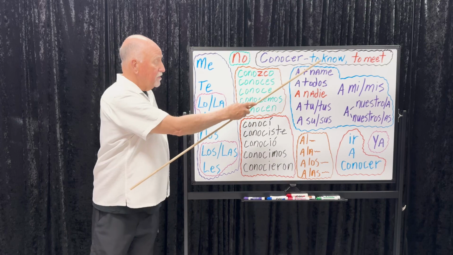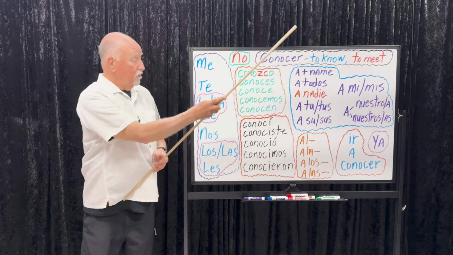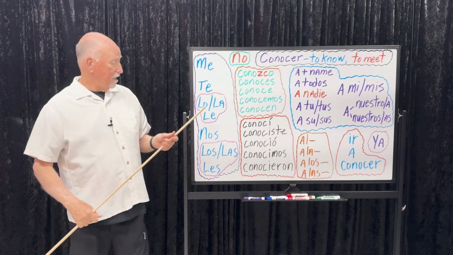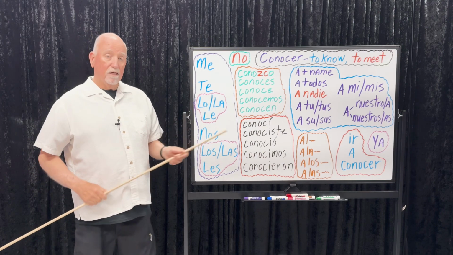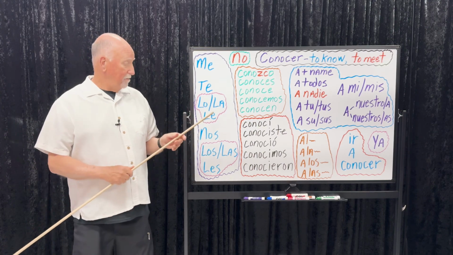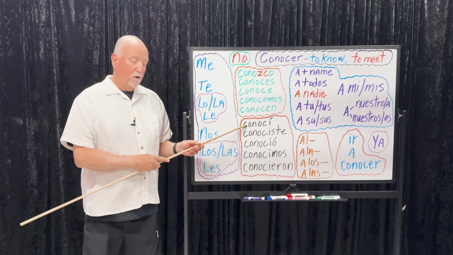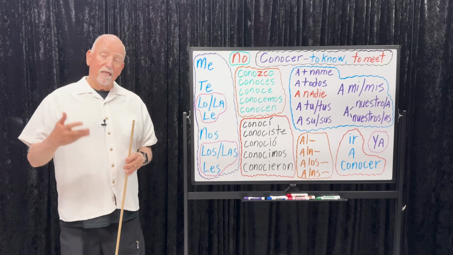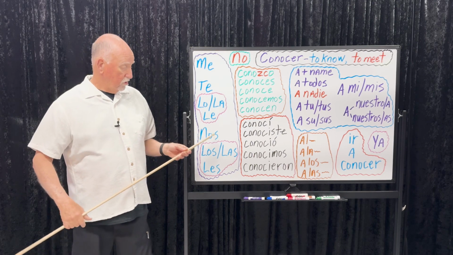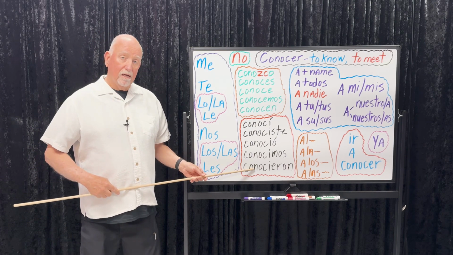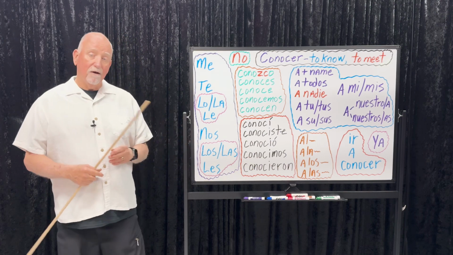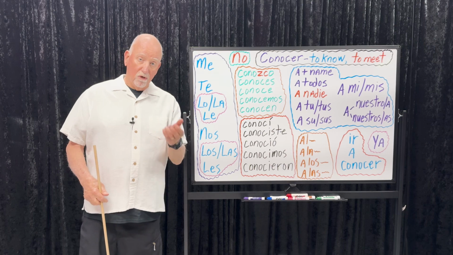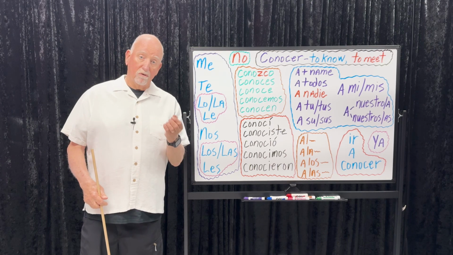We say up here that conocer means to know. It also means to meet. If you want to say I met him, you would just take the lo, conocí. Lo conocí, I met him. I met her, la conocí. They met us last year. Y nos conocieron el año pasado. Let's pronounce these out. Conocí, conociste, conoció, conocimos, and conocieron.